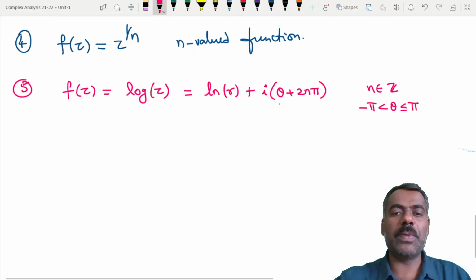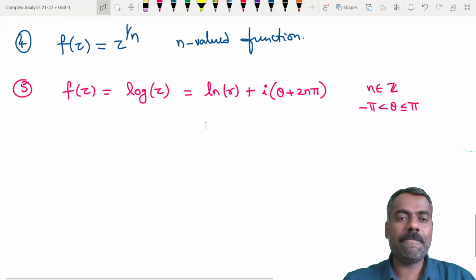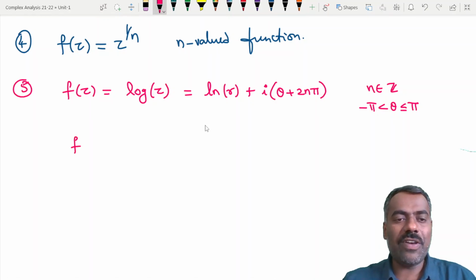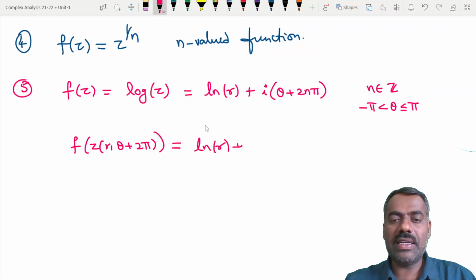Yes or no? That is the principal argument. This is the definition of log z. Now you can check f of z, which is above here, in terms of r comma theta. Now in place of theta, if I put theta plus 2 pi, see whether it is a multi-valued function or a single valued function. What you will get here is log r plus i times theta. In place of theta, we want to write 2 pi, right? Yes or no?